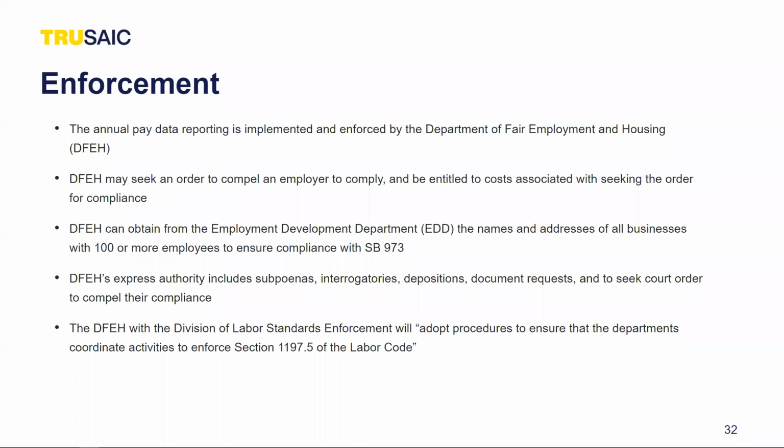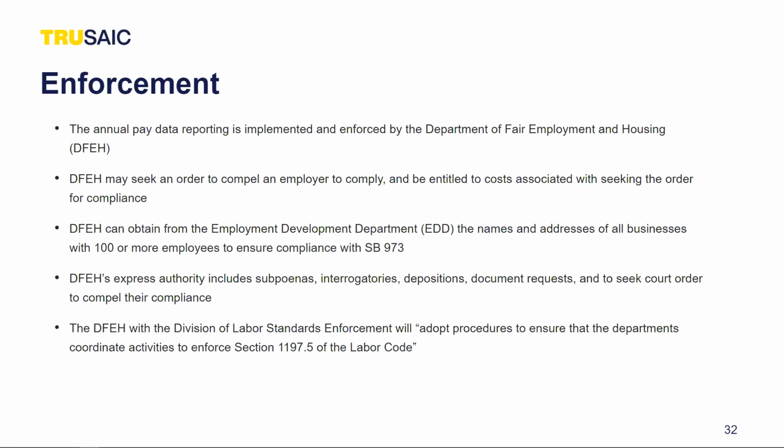DFEH may seek an order to compel an employer to comply and is entitled to costs associated with seeking the order for compliance. There's a key linkage here in terms of what you're submitting and the enforcement mechanism. DFEH seems to indicate that the primary tool they'll be using to measure compliance with SB 973 is cross-referencing employers with those registered with the California Employment Development Department, or EDD.